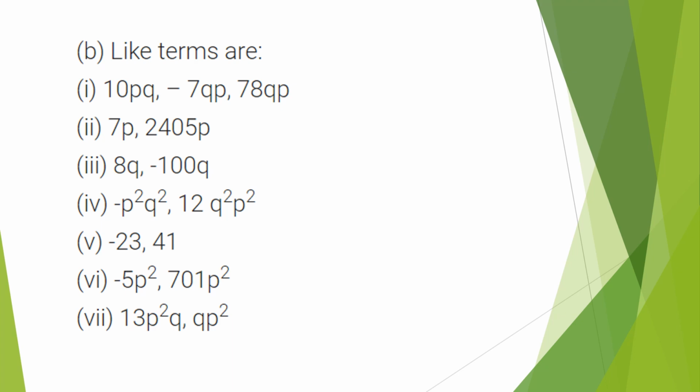And the fifth one is constant terms. There are two constant terms, minus 23 and 41. Next variable p with the power 2. Minus 5p square and 701p square are the like terms. And the next variable p and q with the power of p is 2 and power of q is 1. Such terms are 13p square q and qp square.